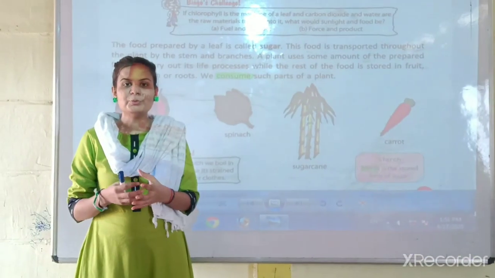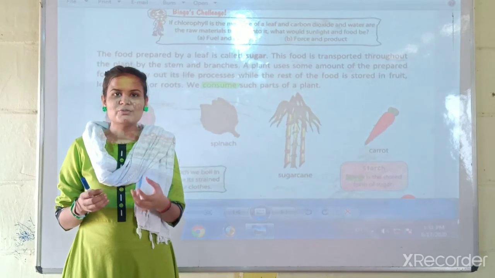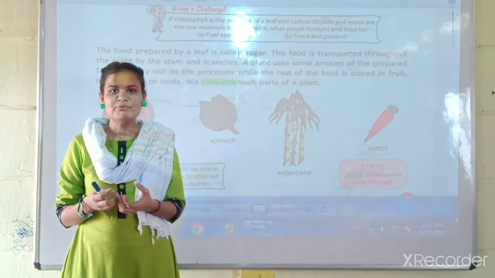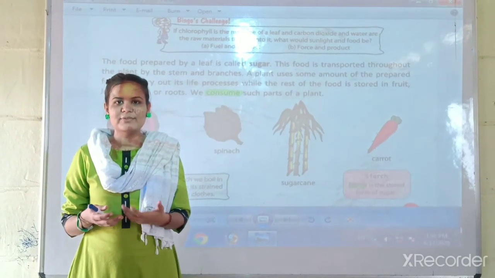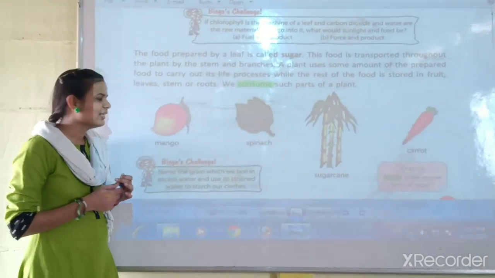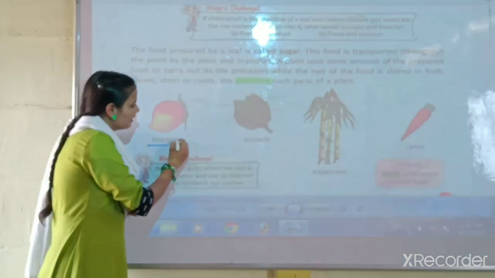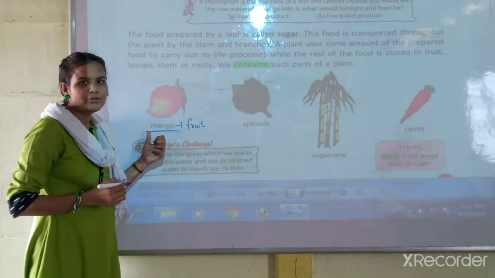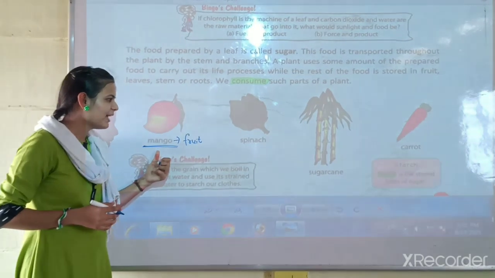Okay, so from the food prepared by the leaf, some amount of food is used for carrying out its life processes, while the extra food is stored in various parts of the plant like stems, leaves, roots. Okay, for example, mango. In a mango tree, the extra food is stored in the mango. What is a mango? Mango is the fruit part of a plant. So in a mango tree, the extra food is stored in the fruit part, that is the mango.